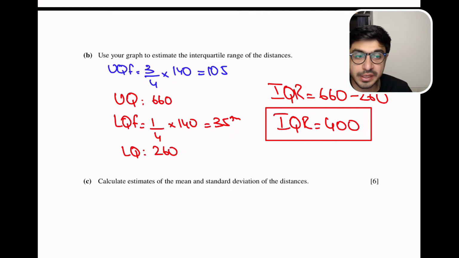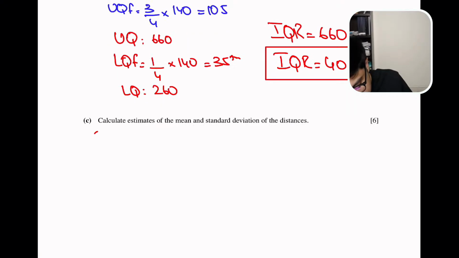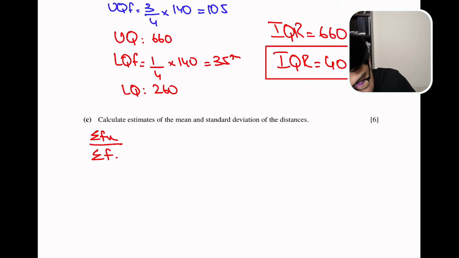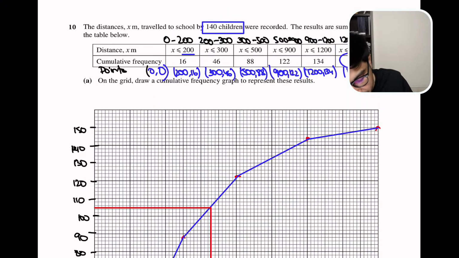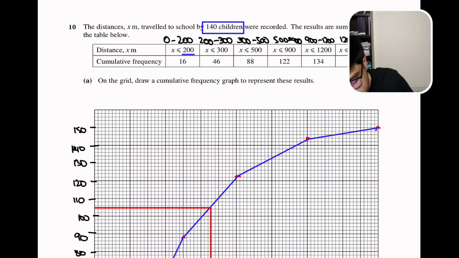So guys, to figure out the mean, we need to look at the formula for the mean, and that is summation of fx upon summation of f, right? What is this x? X is the middle value of the class intervals, right? So let's just figure out the x's first of all. I'm going to erase this and write down the x values first.